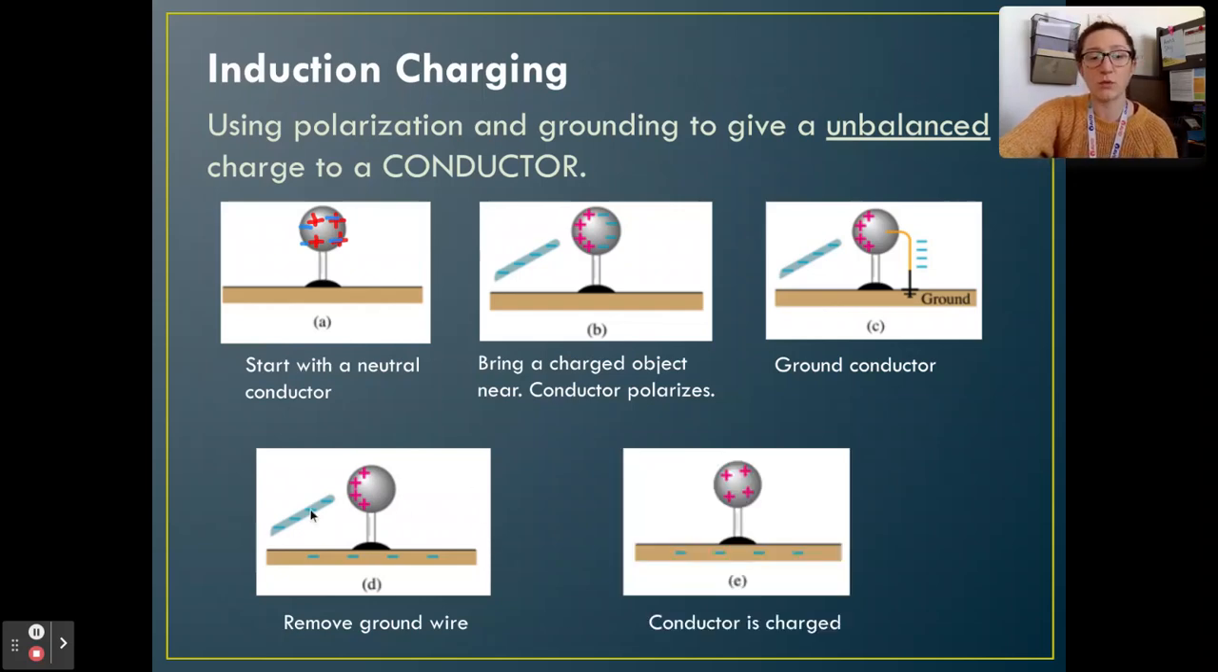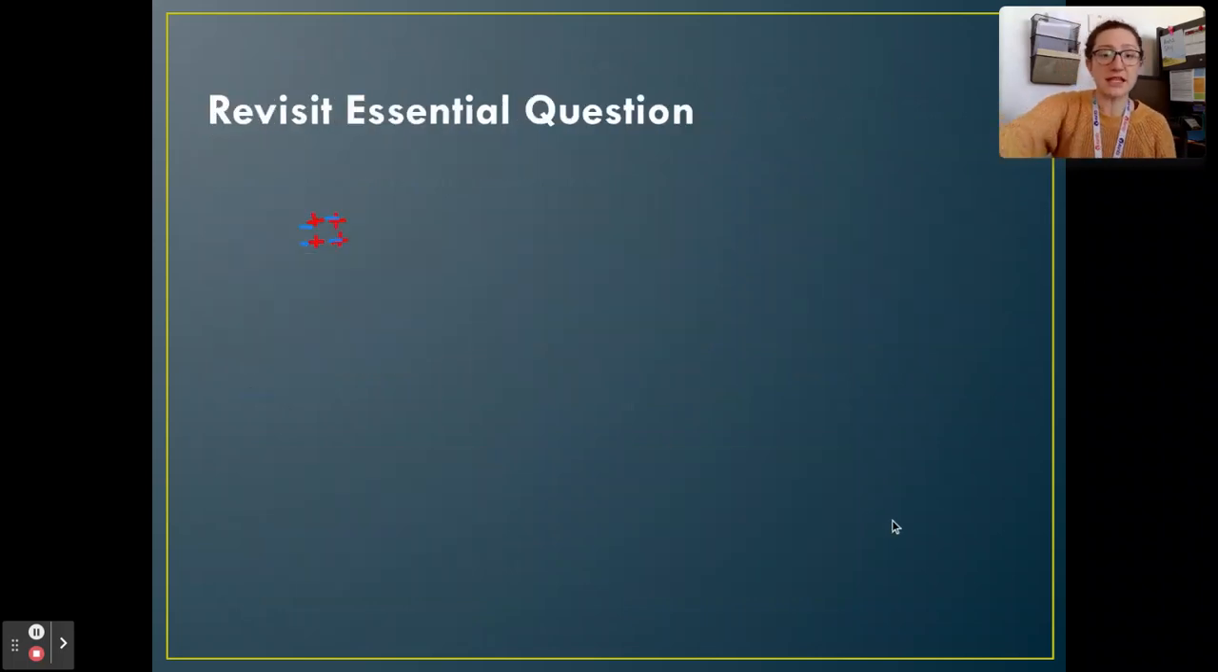And now when we remove that pole, we have our unbalanced charge in our conductor. It's electrically positive, and it can't become negative again, I guess, unless somebody touches it again, and then it could go the other way. That is induction charging. So that was the last bit of those different methods.